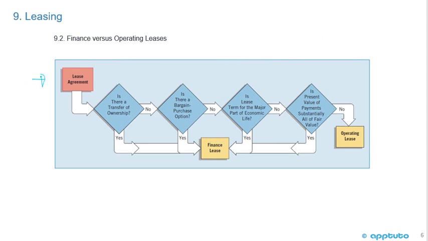So when we look at the lease agreement, we have to determine substance over form, whether it's a finance lease or an operating lease. So the first thing we look at is, is there a transfer of ownership? If yes, then it's a finance lease. Is there a bargain purchase option? If yes, then it's a finance lease. Is the lease term for the major part of the economic life, like 9 out of 10 years? If yes, then it's a finance lease. Is the present value of the payments substantially all of the fair value? If yes, it's a finance lease. If the answer is no to all those questions, then it's not a finance lease and we have an operating lease.